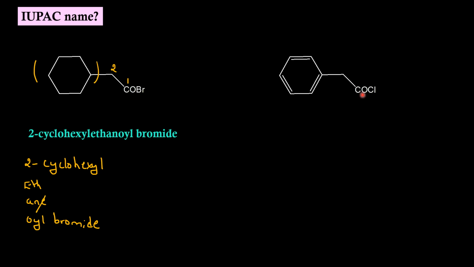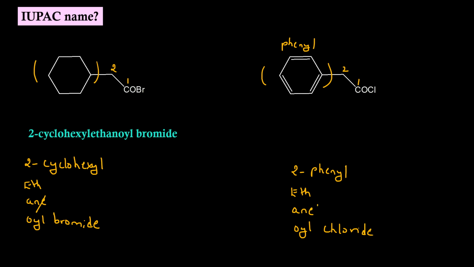Similar example. This carbon will be numbered 1. This is 2. Whole benzene group will sit as a substituent. When benzene sits as a prefix, it will take the name phenyl. So the secondary prefix will be 2-phenyl. Root word is eth. Primary suffix is ane. Secondary suffix is oyl chloride. E has to be dropped. IUPAC name will be 2-phenyl ethanoyl chloride.